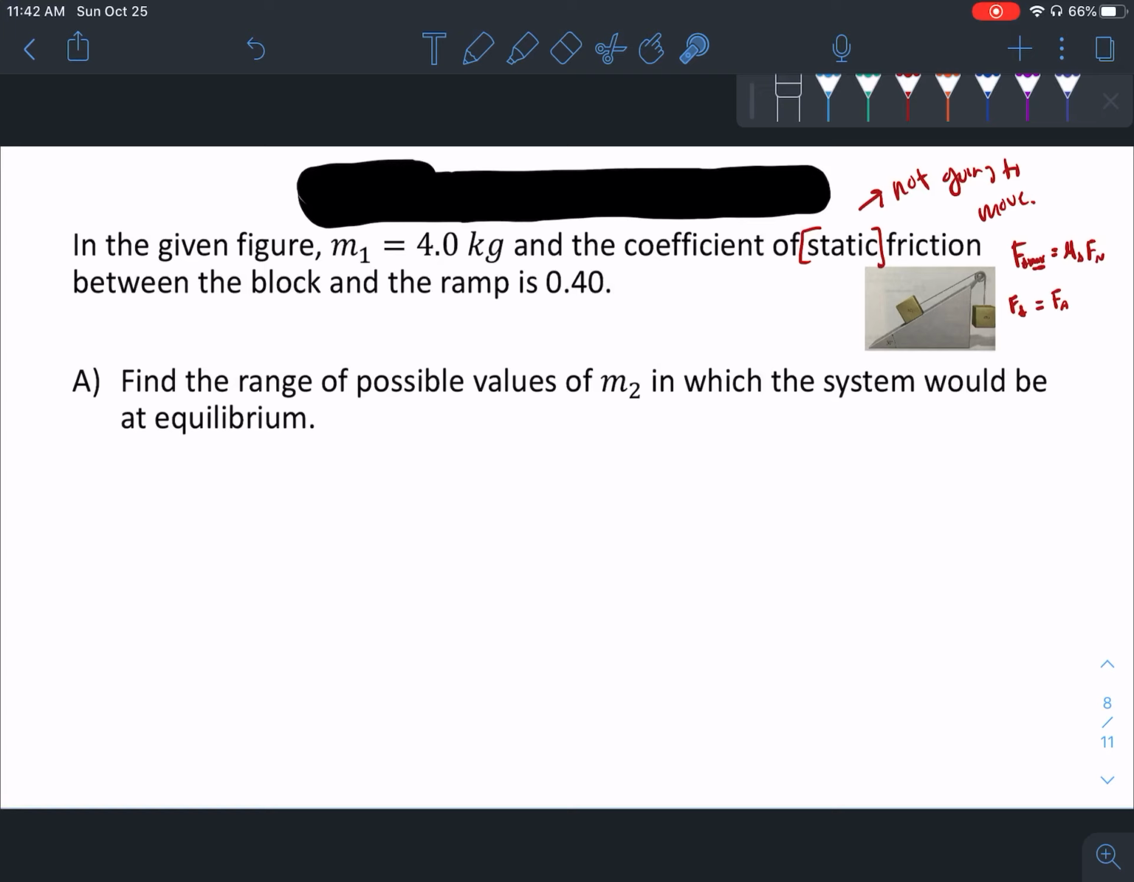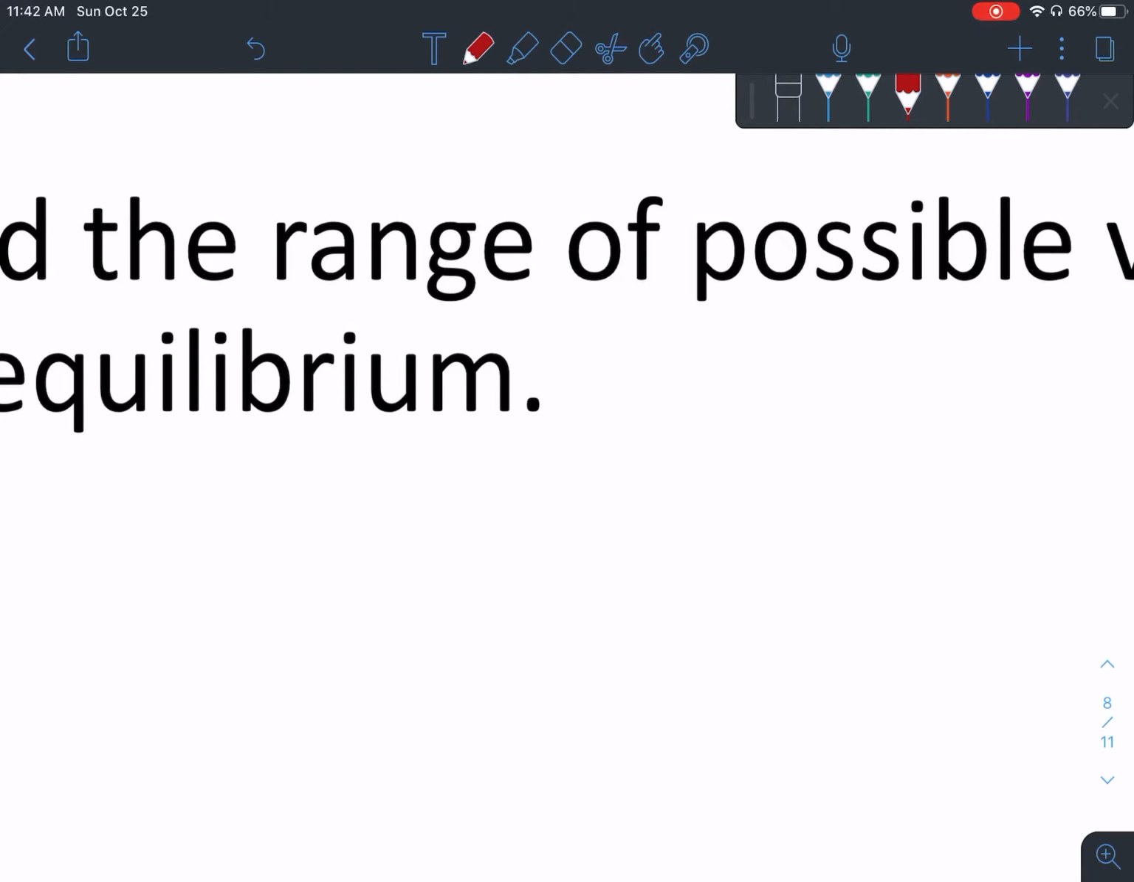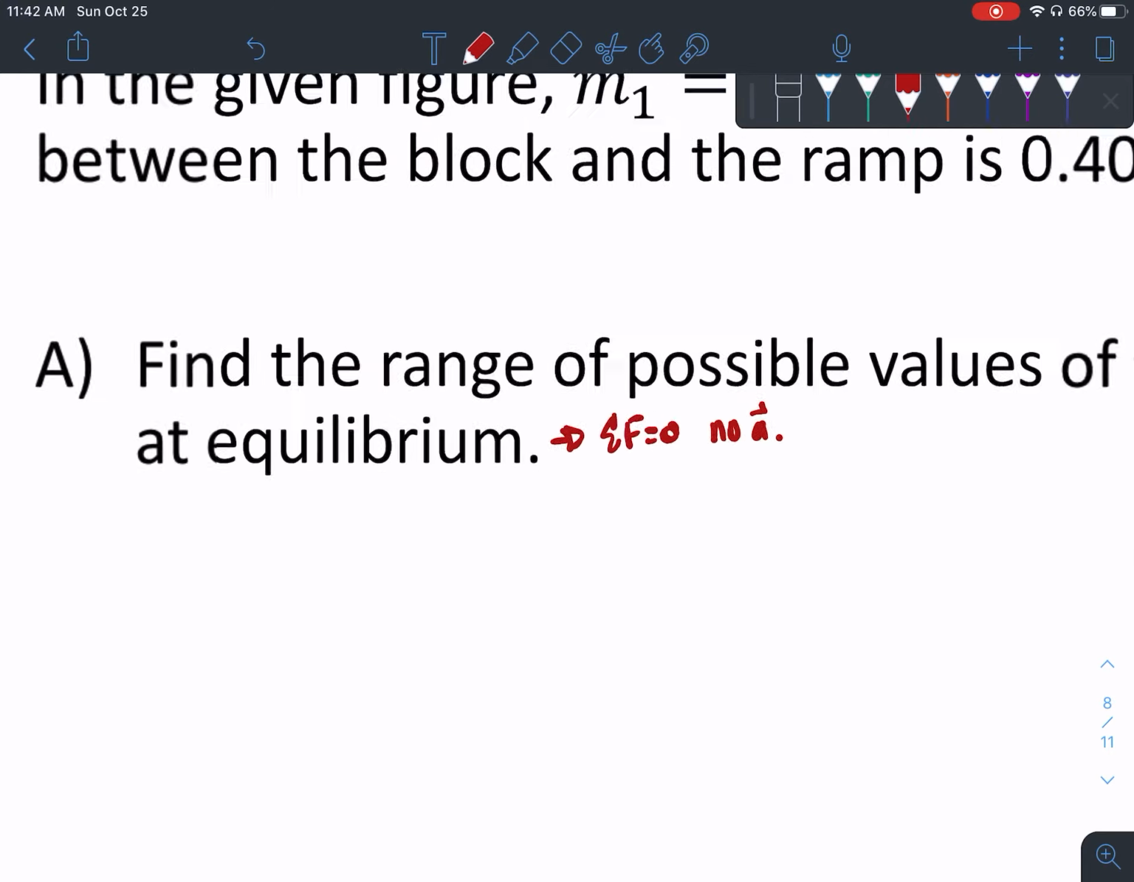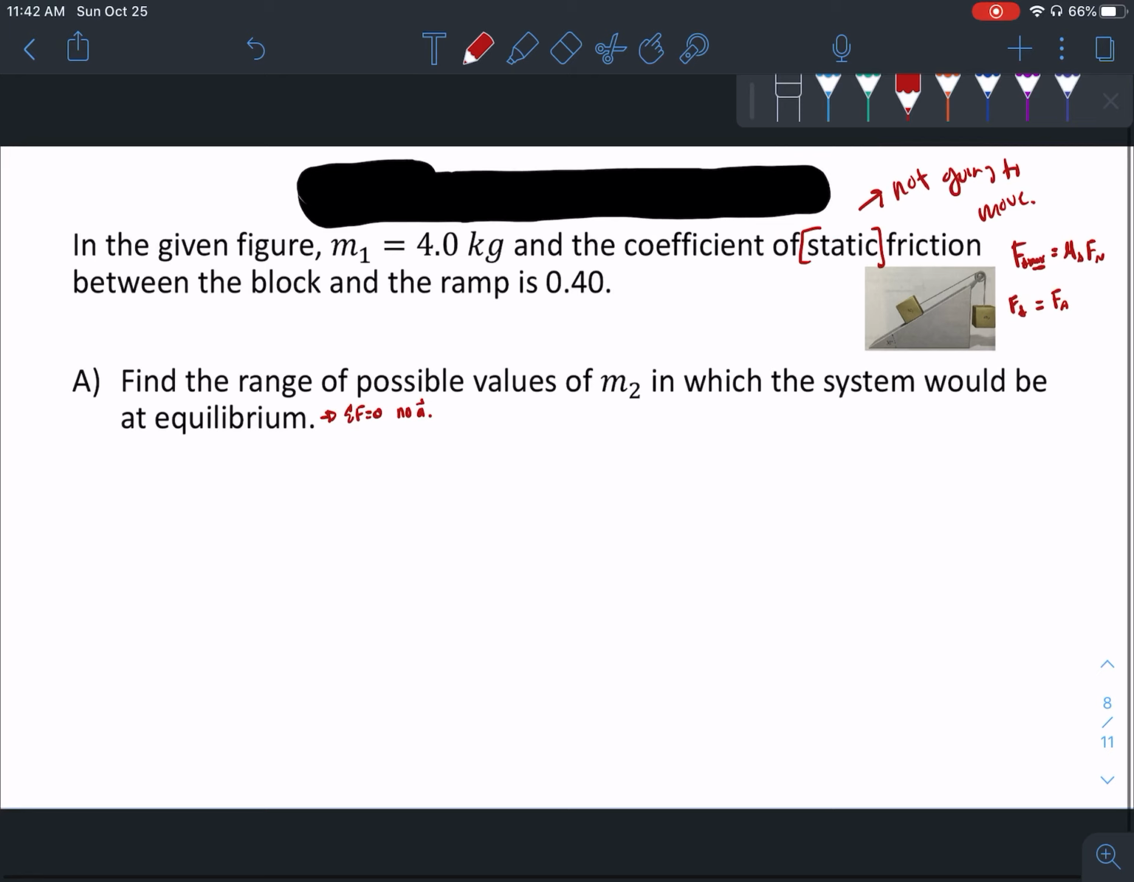It asks me to find the range of possible values of M2, so our block that is hanging, to find the possible range of masses for that, in which the system would be at equilibrium. So here at equilibrium, we know that means the sum of forces would be equal to 0 in all directions. It doesn't matter where you are, that sum of forces is going to be equal to 0. And so there's no acceleration. So that is what we're looking for when it's at equilibrium.